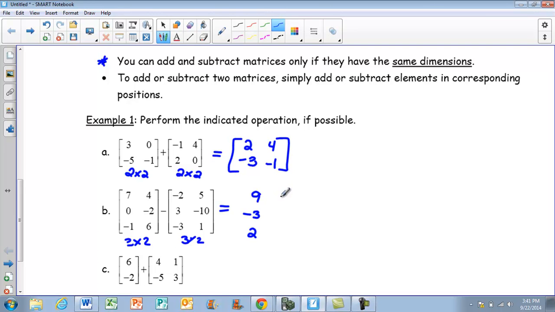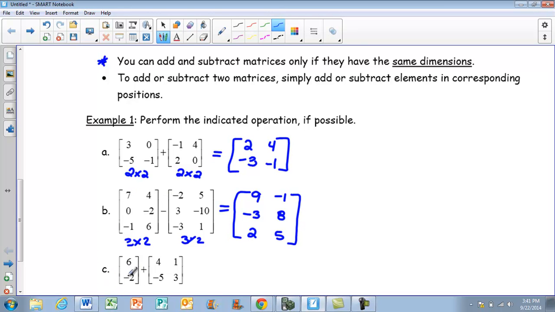4 minus 5 is negative 1. Negative 2 minus a negative 10 is a positive 8. And then 6 minus 1 gives me 5. Pretty easy. Again, whatever operation you see, that's what you're going to do in the corresponding element.